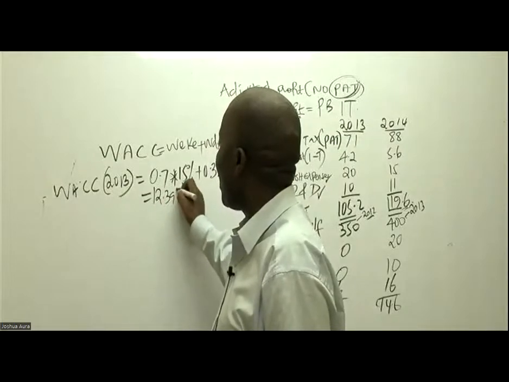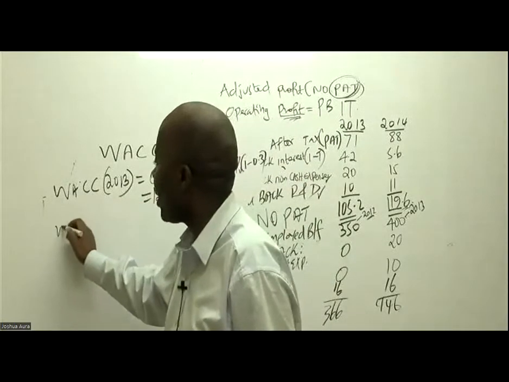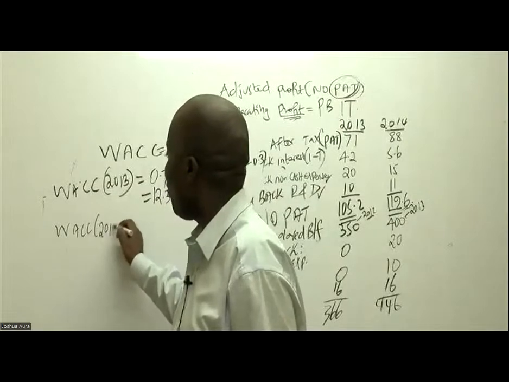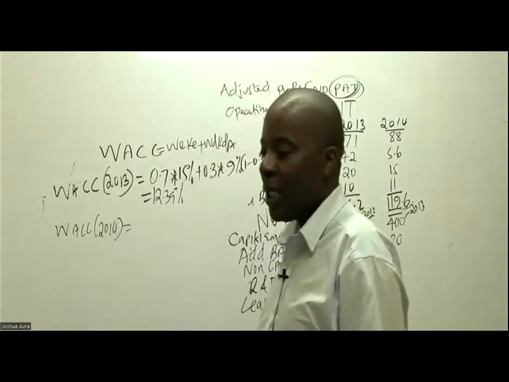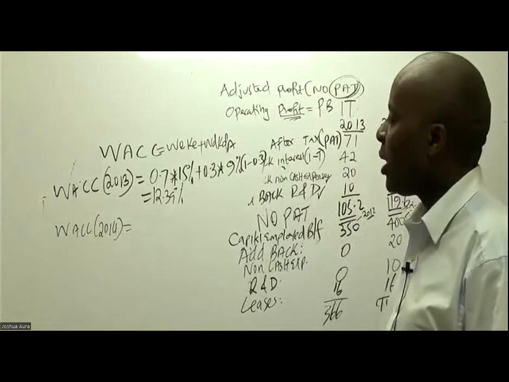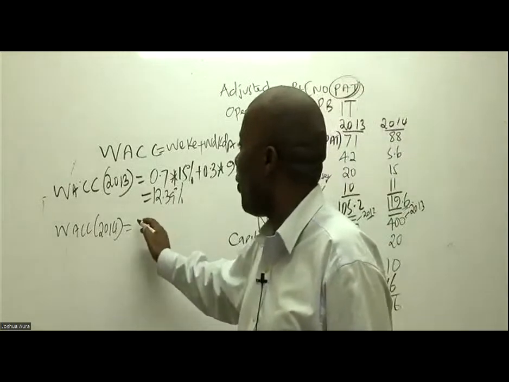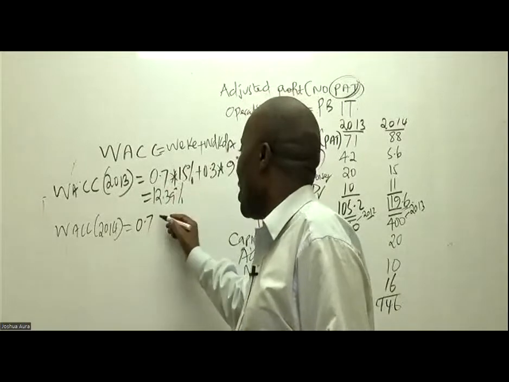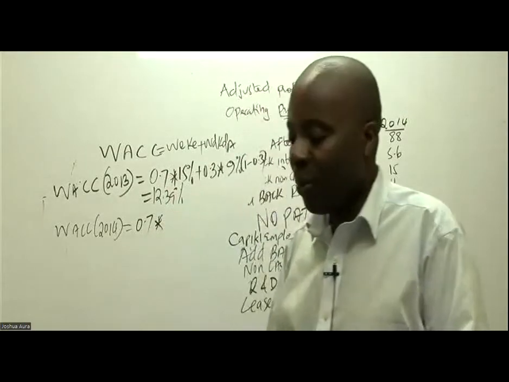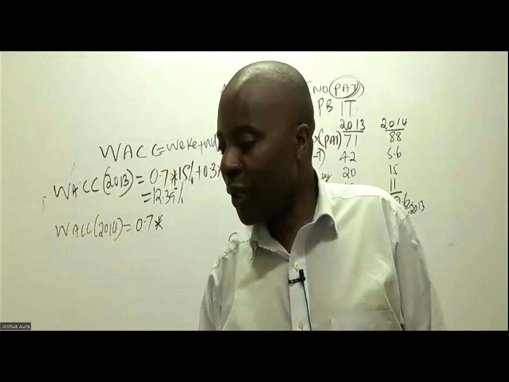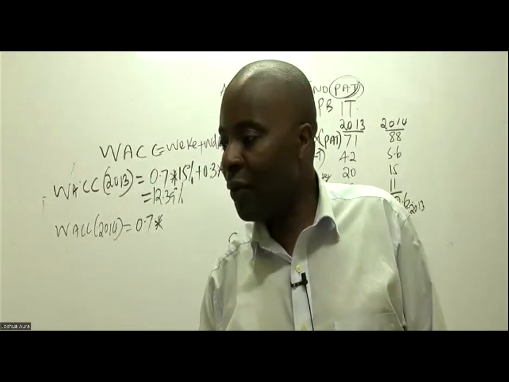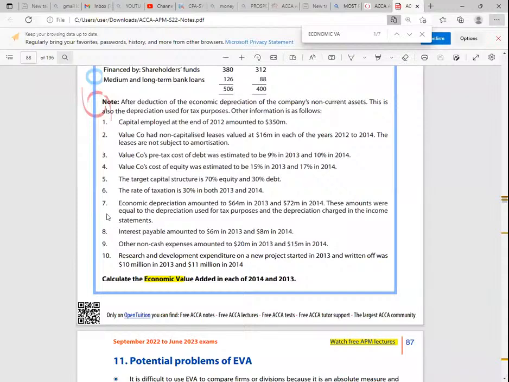12.39%. So on the same breath, come and give us the WACC for 2014. I'll take 0.7, which is the weight of equity, multiplied by the cost of equity. The cost of equity, what we have here, in the year 2013, as per note number 4, is 15%. So times 15%.